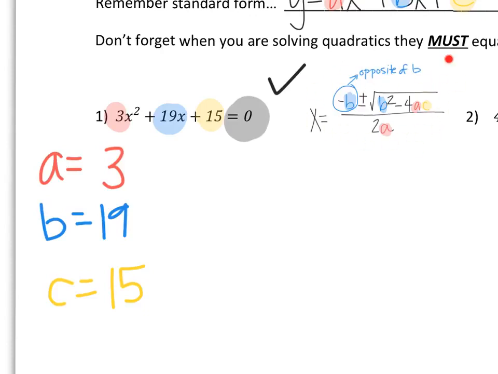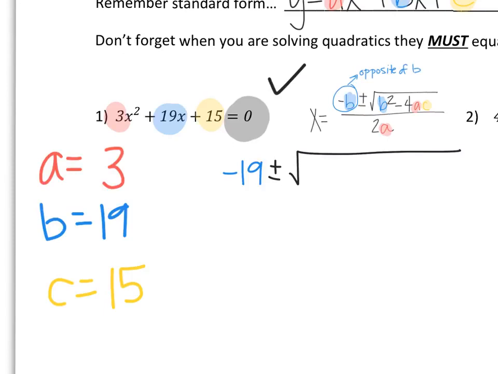So now that we have our a, b, and c, we are going to plug them into our quadratic formula. So I've got the quadratic formula here. The first part says negative b, which means the opposite of b. B is currently 19, so when we plug it in, it's going to be negative 19 plus or minus the square root. So let's talk about this plus minus symbol, because this is a new thing.